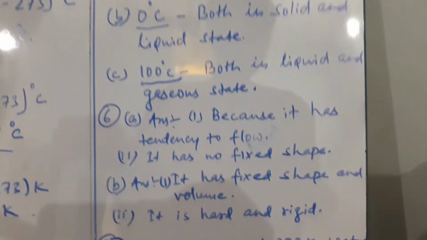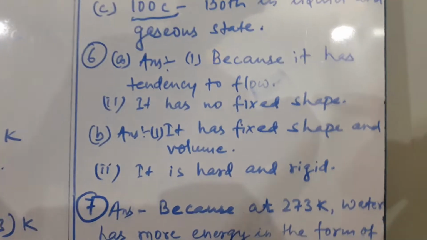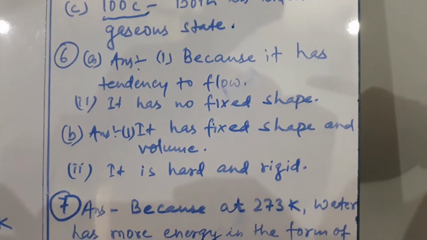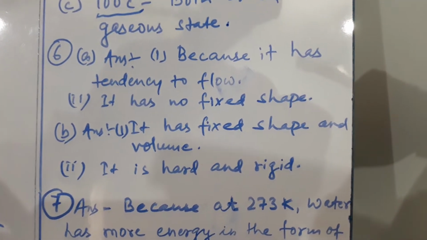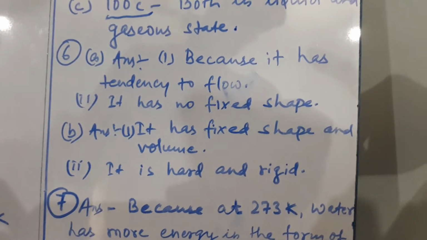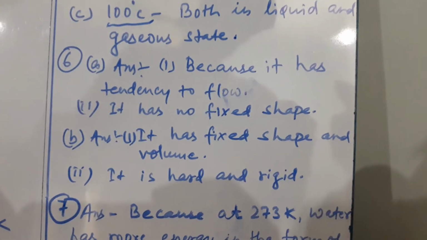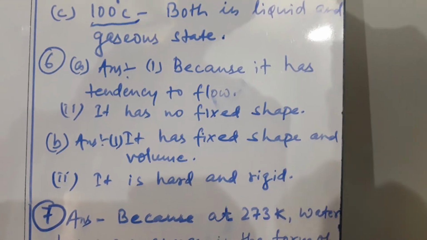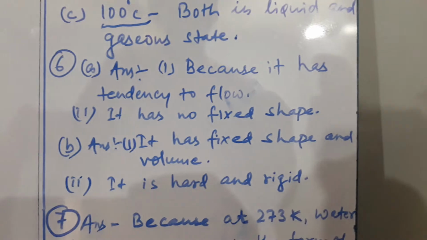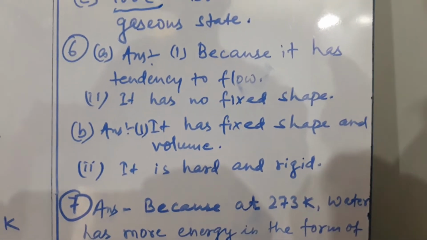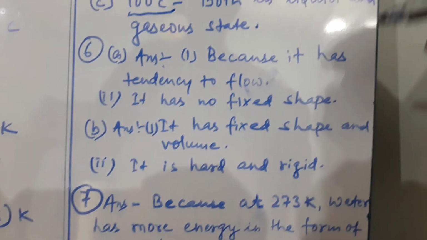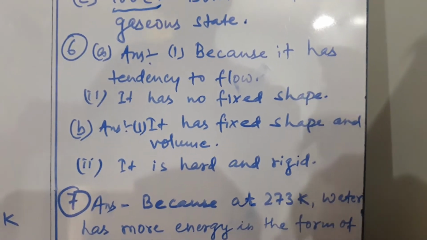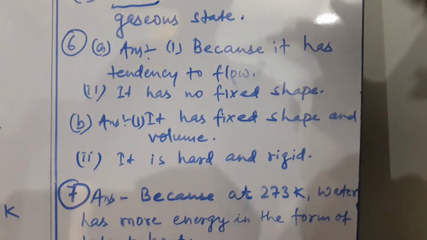Now question number 6. Give two reasons to justify the answer. First, water at room temperature is a liquid. Room temperature means a temperature near about 30 degrees centigrade. At this temperature, water is a liquid because it has a tendency to flow. Water will flow at this temperature.